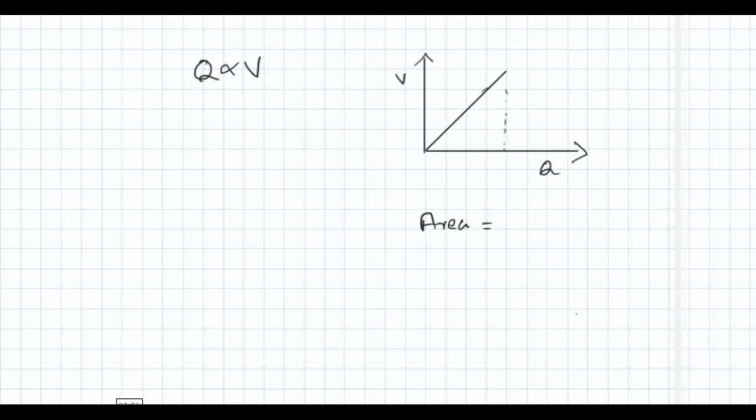And what is the area in this case? Here you can see that we can construct a right angled triangle, and for a right angle triangle, area is equal to half BH, with the base represented by Q and height represented by V. Therefore, half BH will become what? Half QV.